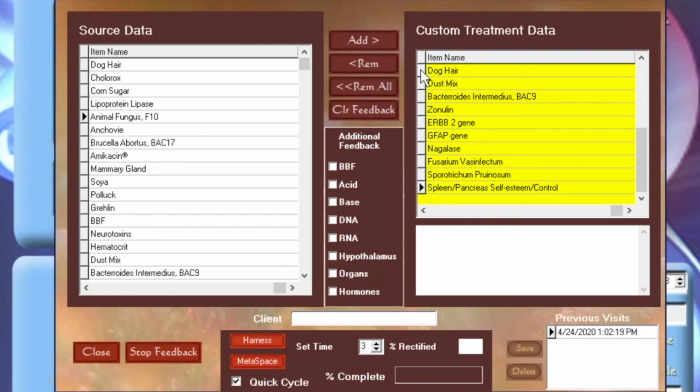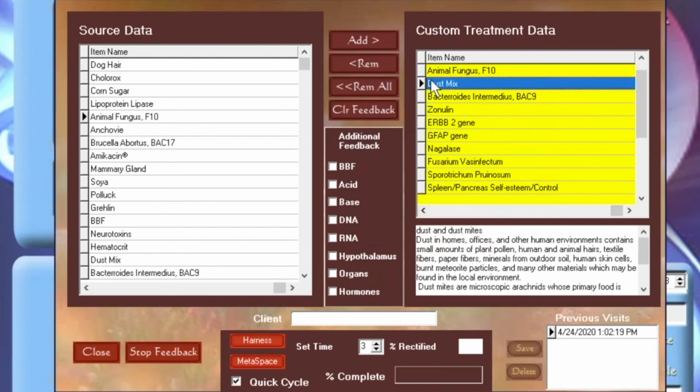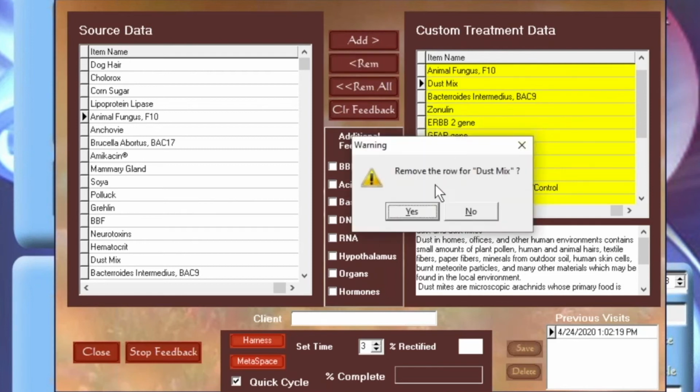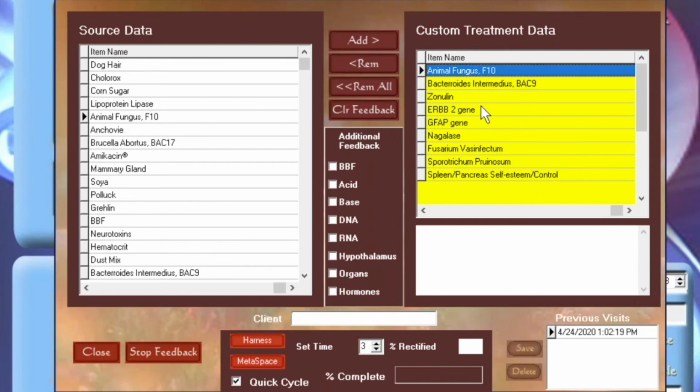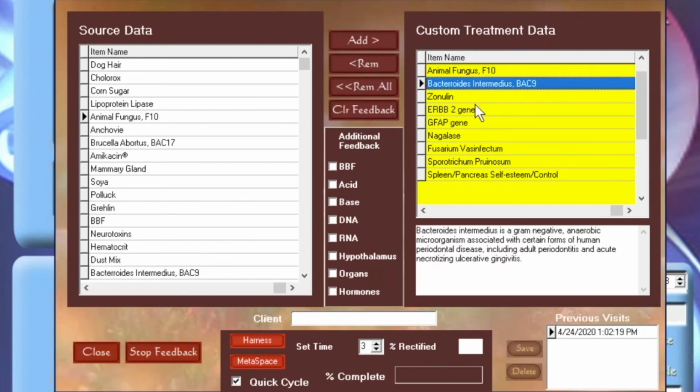So let's say you say, okay, the dog hair and the dust we took care of, that's done. So this is tomorrow, okay? You've taken another scan. You're gonna leave the fungus in there. You're not sure that the bacteria is totally removed. You're gonna do a little bit more zonulin.